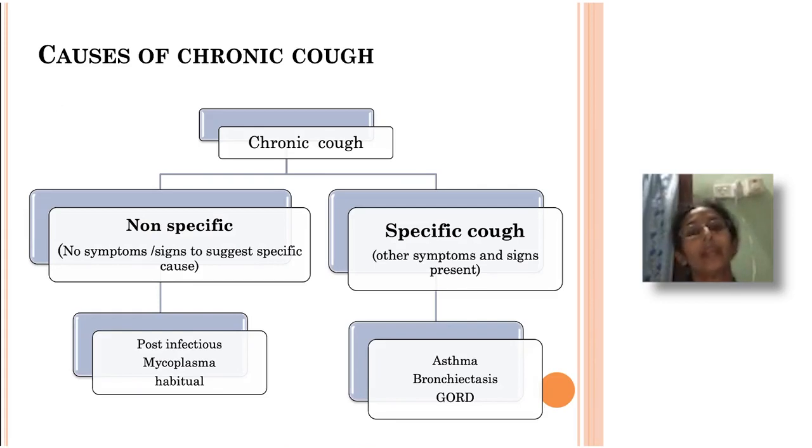Now we'll see the causes of chronic cough. Chronic cough can be divided into non-specific causes or specific causes. In non-specific causes, there are no symptoms or signs to suggest a specific cause. In specific causes, other symptoms and signs are present which point to a specific cause. Under the non-specific causes, we can think about post-infectious causes, mycoplasma, or habitual cough. In specific causes, there is asthma, bronchiectasis, gastroesophageal reflux disease, and so on.